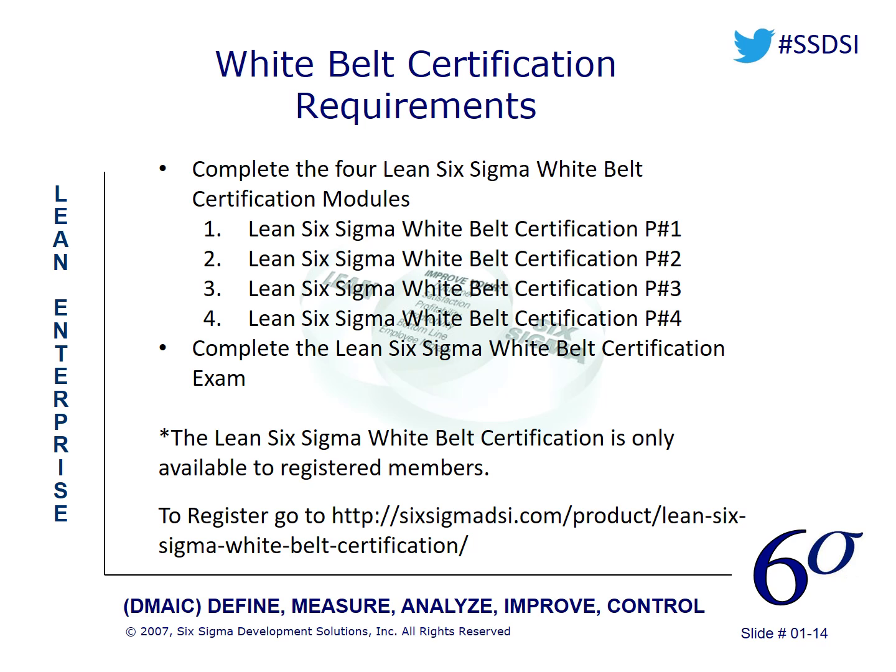For those of you who are pursuing your Lean Six Sigma White Belt certification, let's go over the requirements. To become formally certified as a Lean Six Sigma White Belt, you must complete all 4 of the Lean Six Sigma White Belt modules. You will also be required to complete a final exam. This exam will be comprised of 20 questions with a passing grade of 75%, or 15 out of 20 questions correctly answered. You will have 40 minutes to complete the exam.